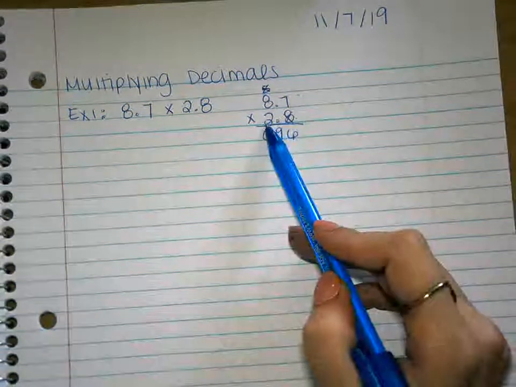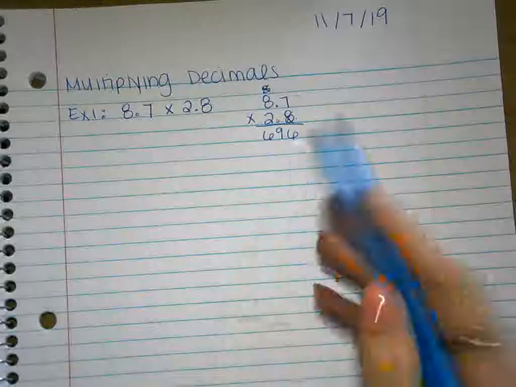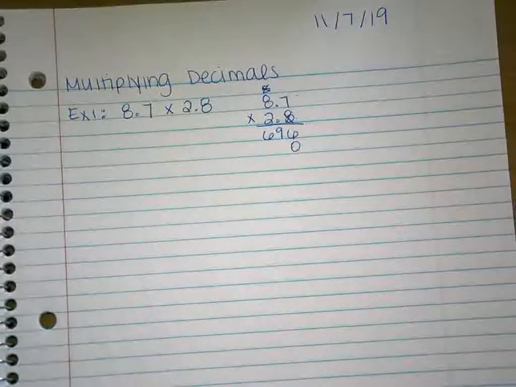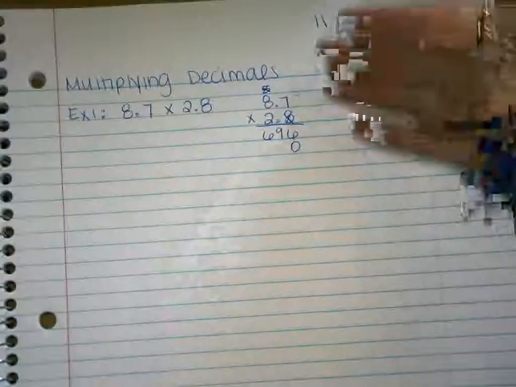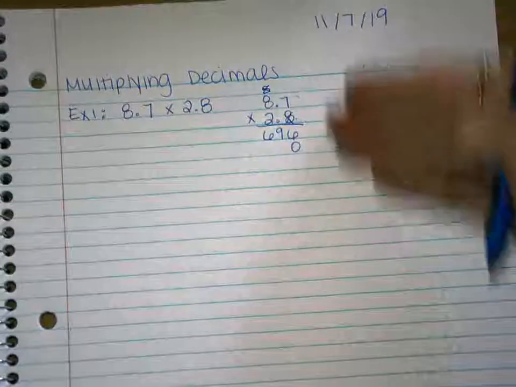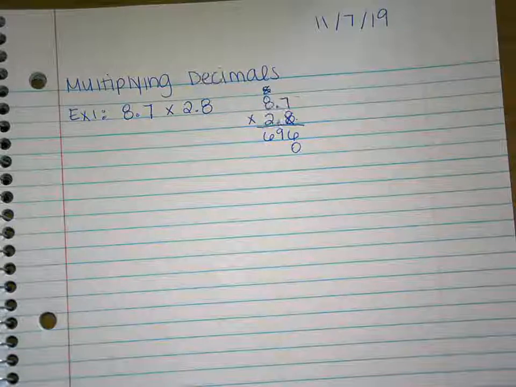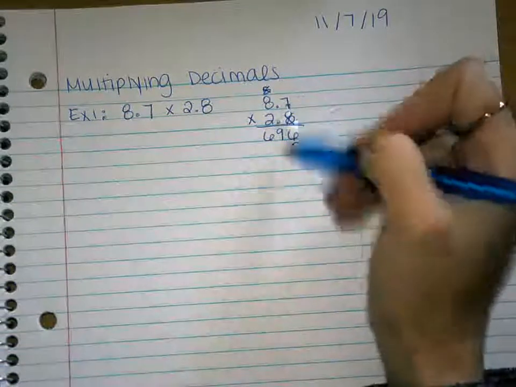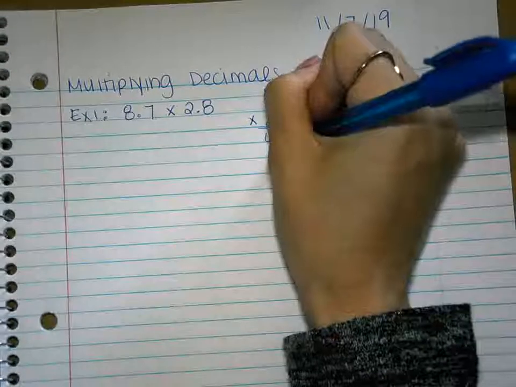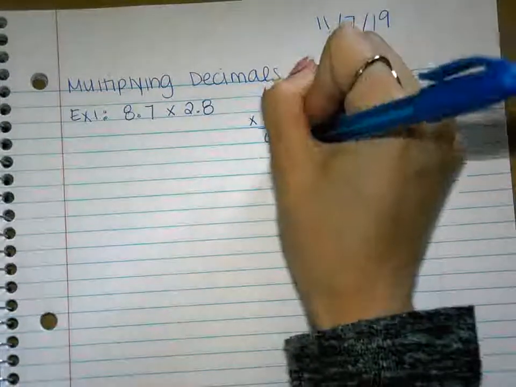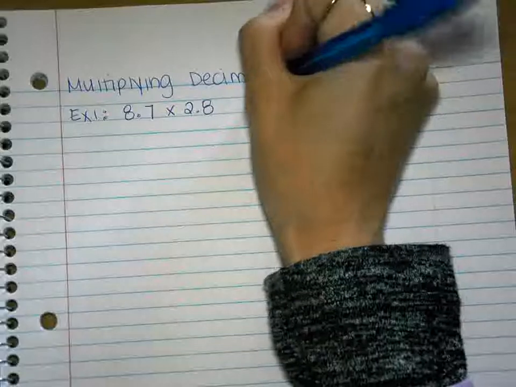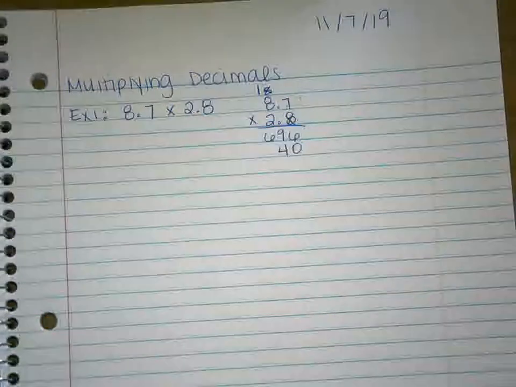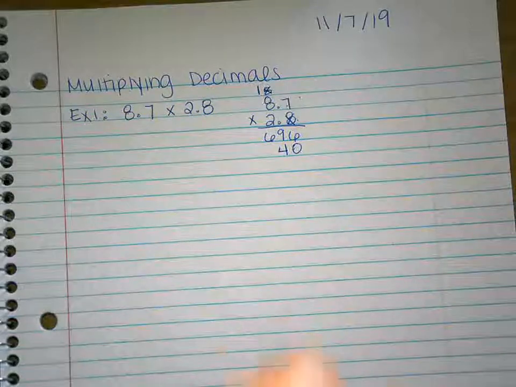Good. What do I have to add first? First, add that 0 below the 6. Notice how nice, neat, and organized my work is, right, guys? If we don't keep this organized, do you think we might mess up somewhere? Absolutely. 2 times 7 is what? 14. 4 goes down, 1 goes up. 2 times 8 is? 16 plus 1 is? 17.